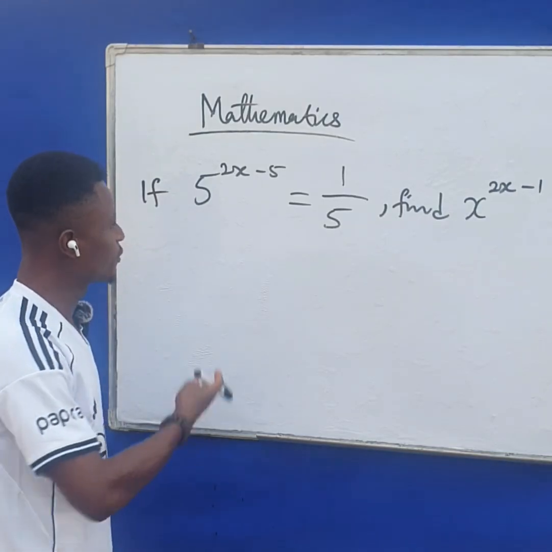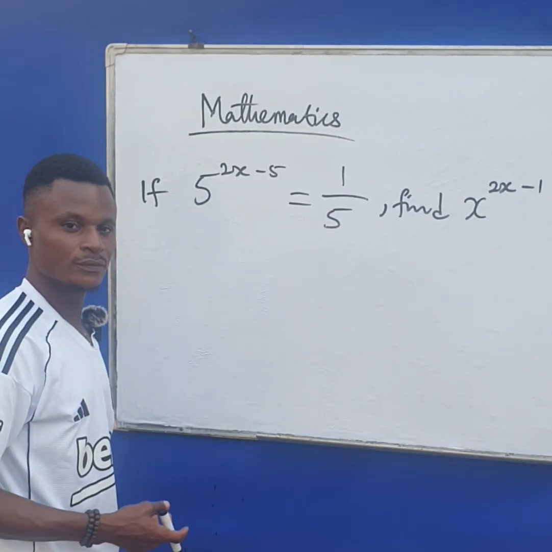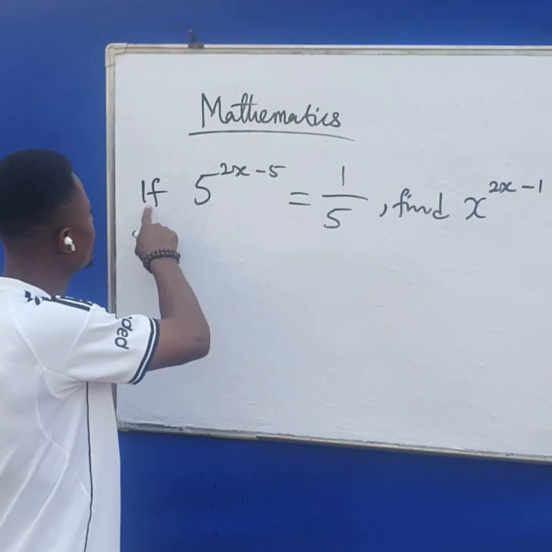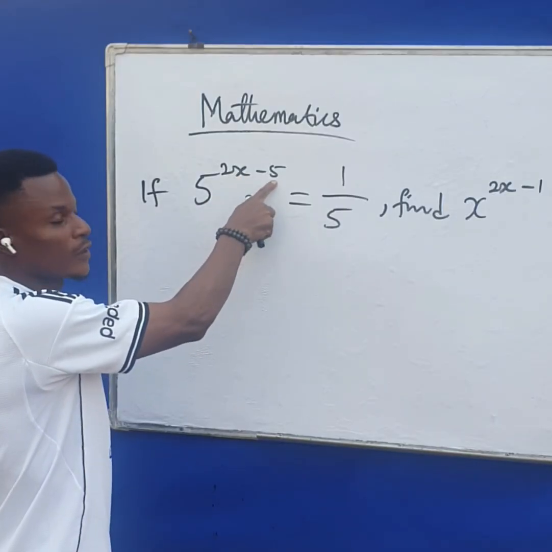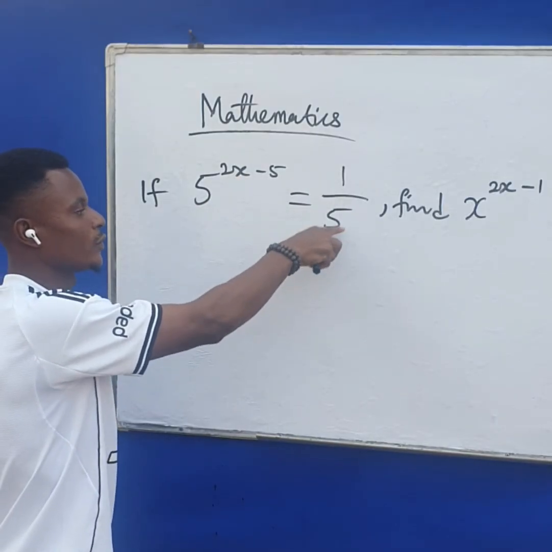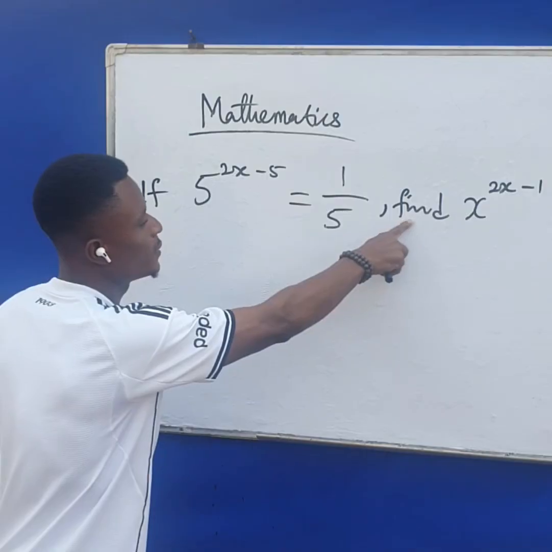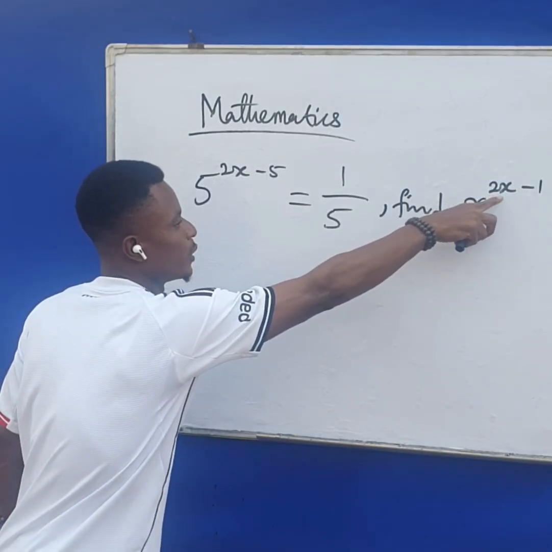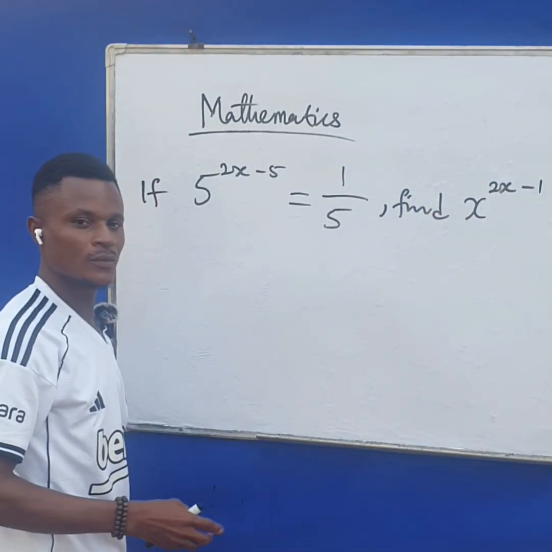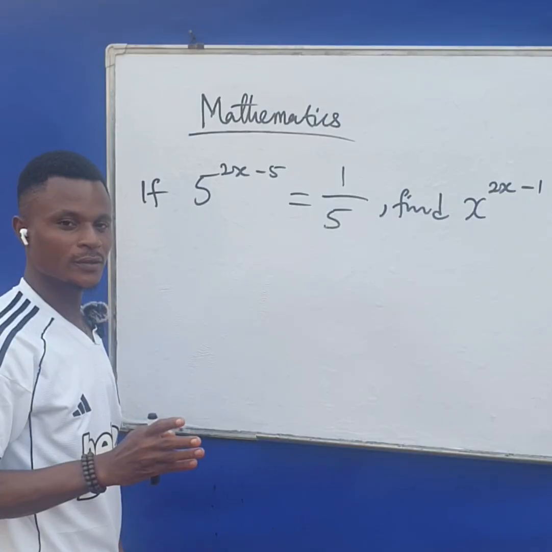Let me show you how to solve this math question on the board. The question says, if 5 raised to the power of 2x minus 5 is equal to 1 over 5, find x raised to the power of 2x minus 1. You want to solve this question correctly.